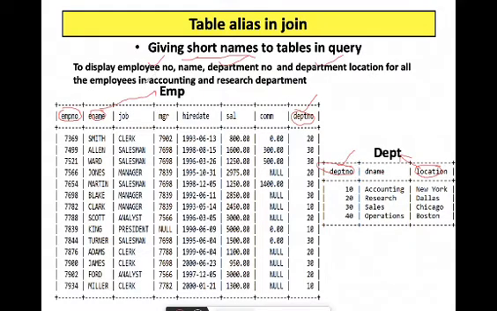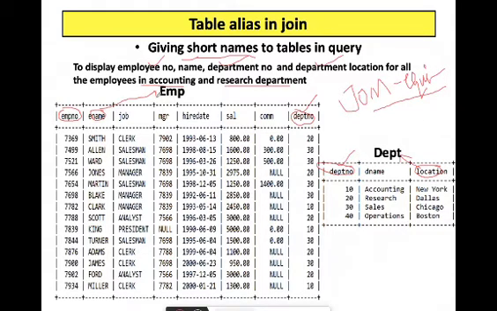For all the employees in accounting and research. Now, the first thing is that there is a join. Why is there a join? You need to put a condition of equi-join for that. There is a join in this query and you need to put the condition of equi-join, because emp number and ename are coming from this table, and location is coming from the dept table. So you need to join the tables and put the condition of equi-join for that.